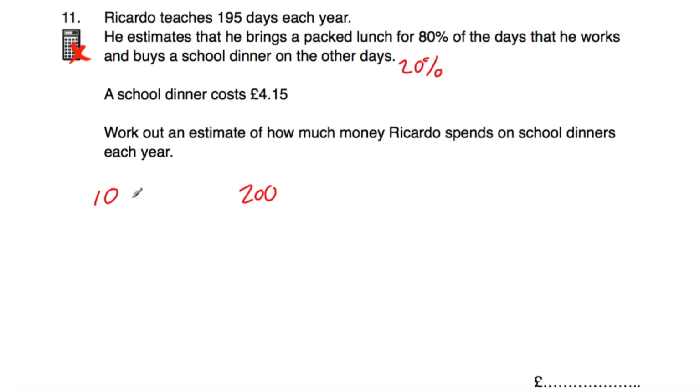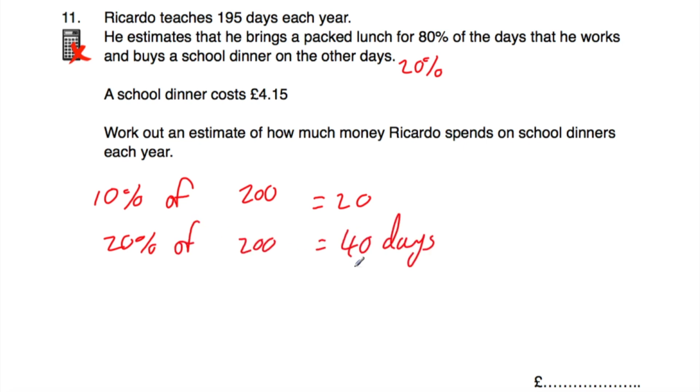So to start off with, I'm going to work out 10%. So 10% of 200 days would be 20 days. So that means that 20% of 200 days would be equal to 40 days. So our estimate for the number of school dinners that Ricardo would buy would be 40.